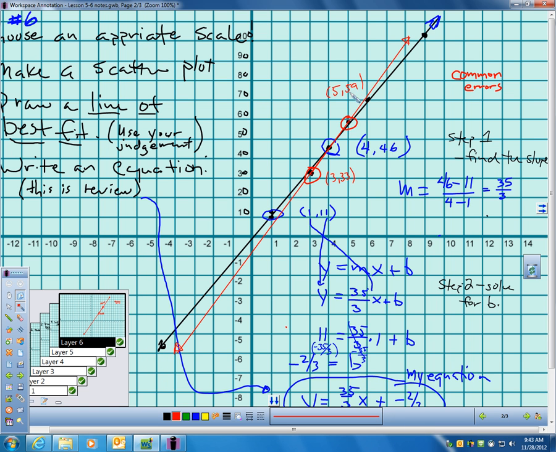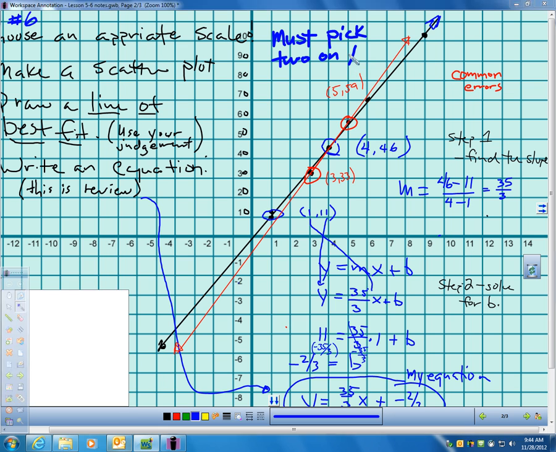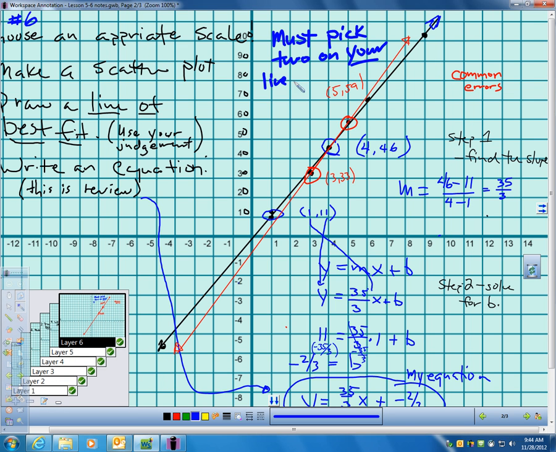If I use the points (5, 59) and (3, 33) to find the slope, my slope's going to be wrong, which is going to make my y-intercept wrong too. Look at how far off this y-intercept is from what's in black. My equation is going to be wrong. You must pick 2 points on the line. Maybe I should write that big in blue up here. In fact, I will, okay? You must pick 2 points on your line, not just 2 points that you graph. You've got to pick 2 points on your line to write this equation out.